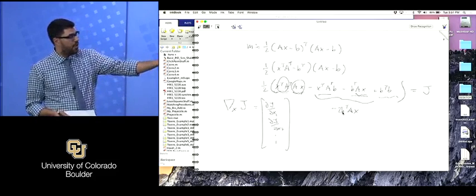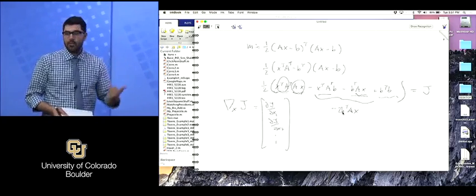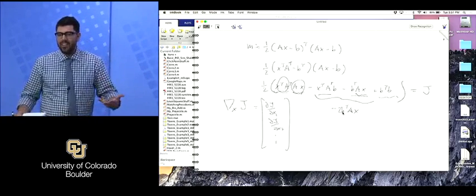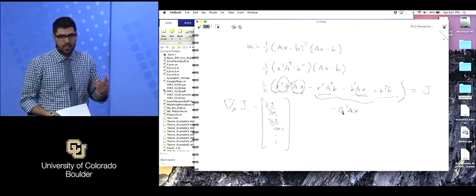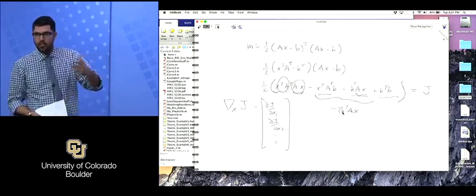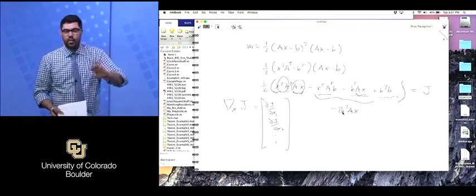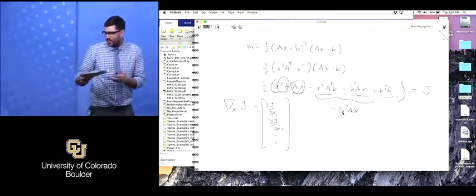Well, if you take the transpose of one of those two, it becomes the other, right? But why can't I take the transpose and not change it? Yeah, because it's a scalar. It's dimension 1. So I can take the transpose of any of those and it doesn't change it. Does that make sense? All right.